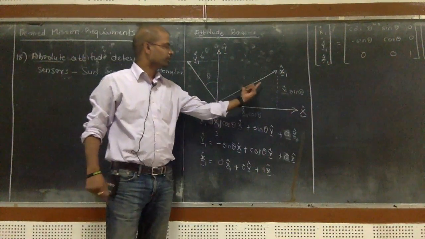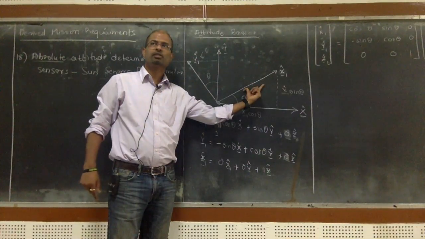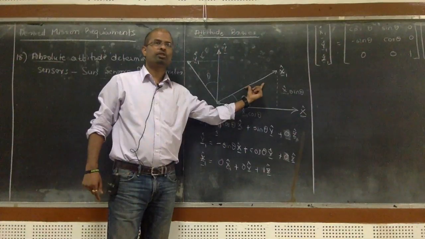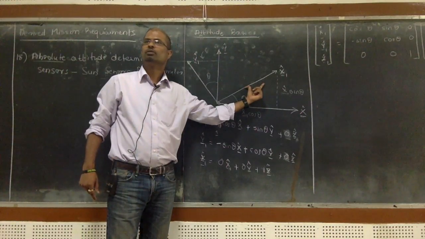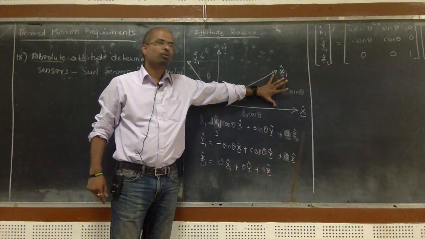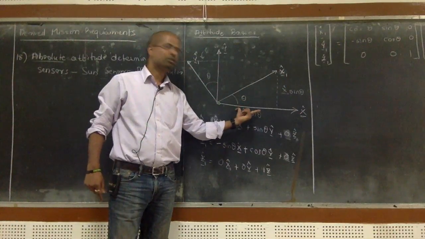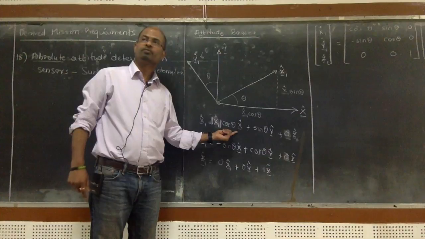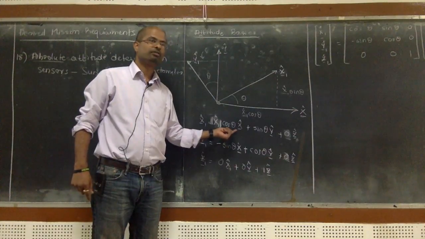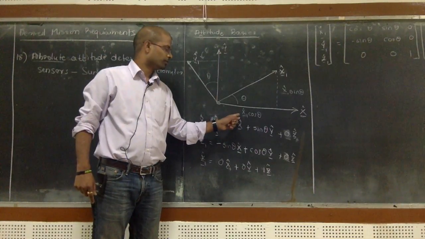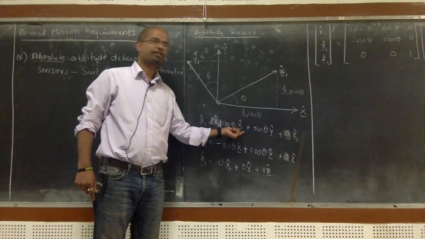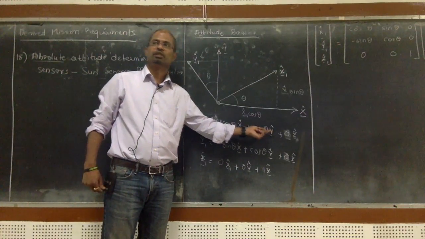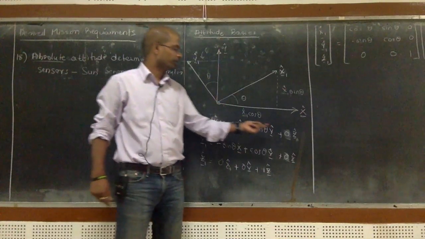What I did was this: you resolve this into x and y components. This is the y component. This should be the x component, right? So the x component is cosine theta in the x direction plus sine theta in the y direction. And there is no z component here, so it is 0.